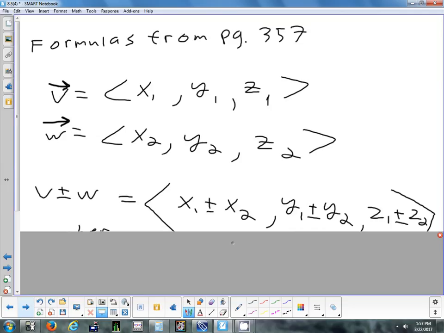All right, so if you want to add these vectors together, in 2D, you would add the x components, comma, and then add the y components. Now in 3D, you also have to add the z components. Now I put addition and subtraction in the same formula. If you want to write them separate, you could. But if you want to do v minus w, then you do x1 minus x2, y1 minus y2, z1 minus z2.